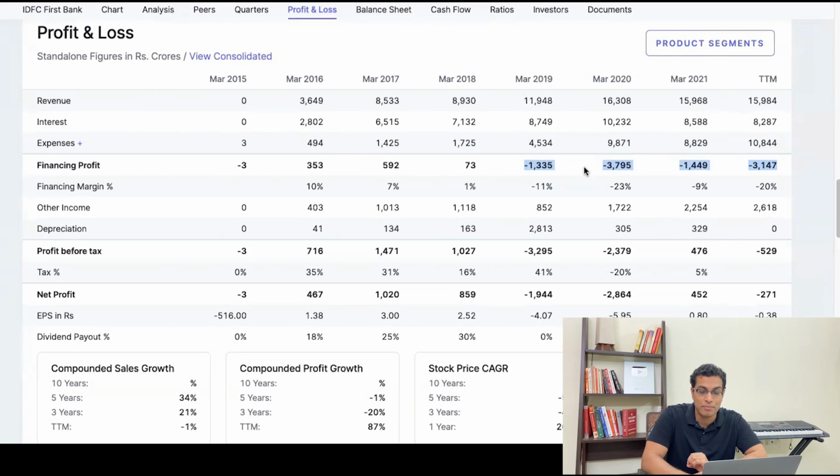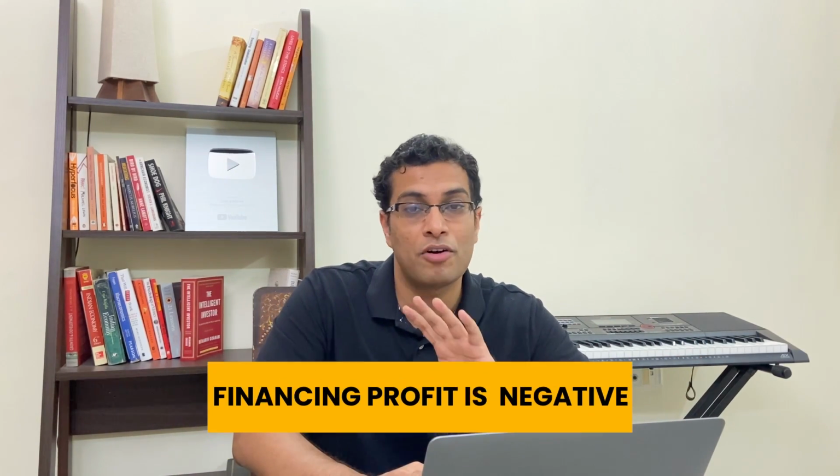Now I don't know if this business strategy is sustainable. And this is precisely the reason why you see this financing profit being negative, because it is paying you 6%, 7% and it is probably lending me at 8%. In between there are a bunch of different costs because of which its financing profit is turning negative.